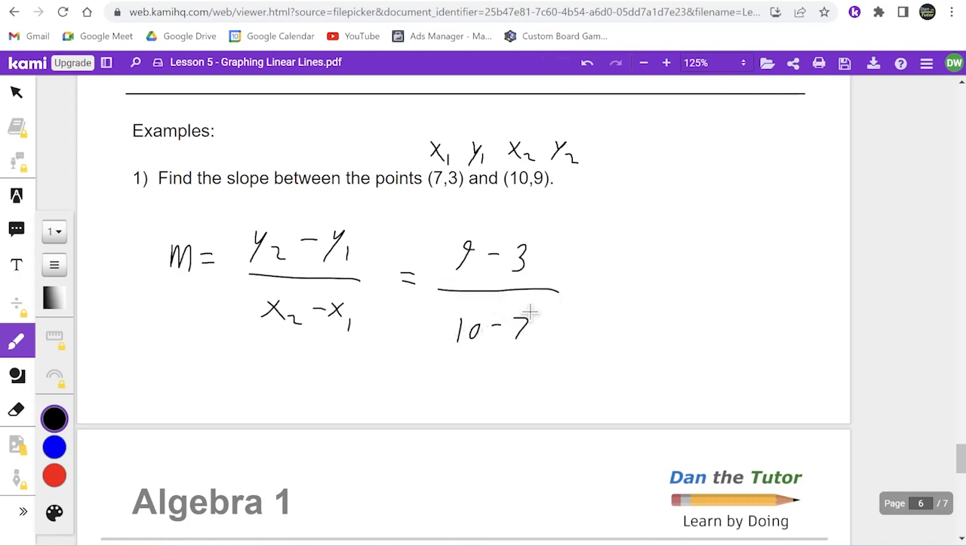And again, I'm just following the formula. So that's going to be 9 minus 3, which is 6, divided by 10 minus 7, which is 3. And we'll get an answer of +2. And there's our slope.